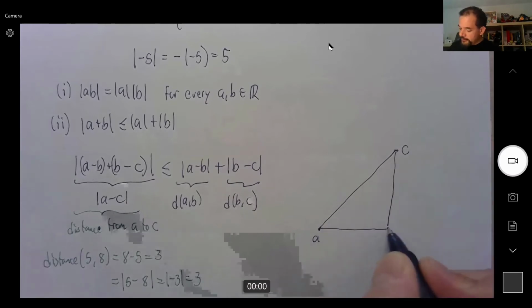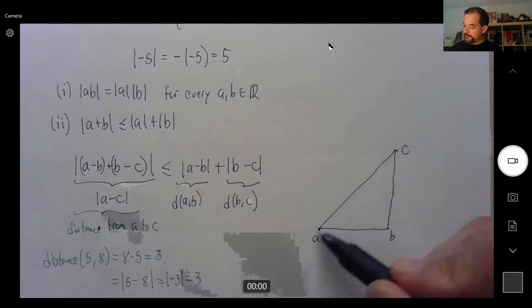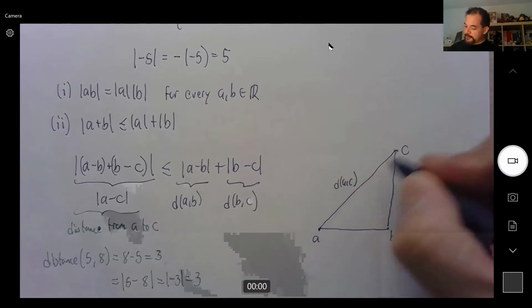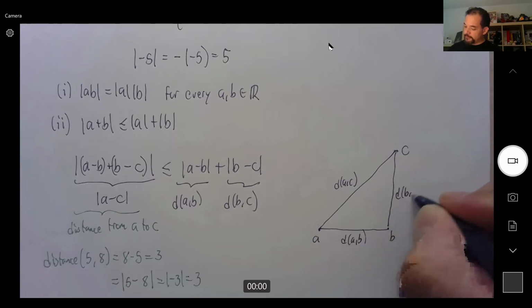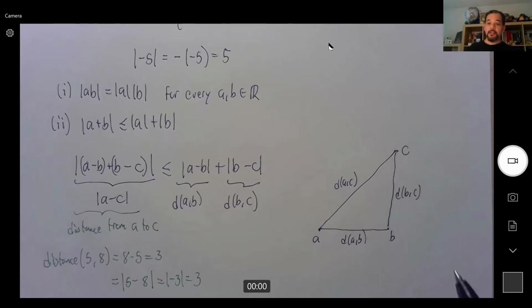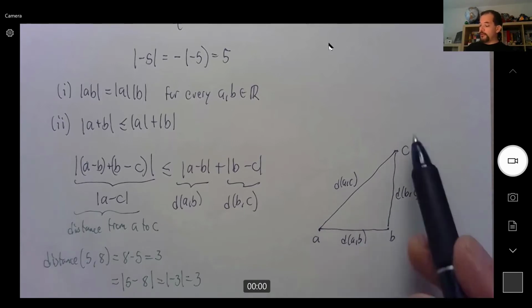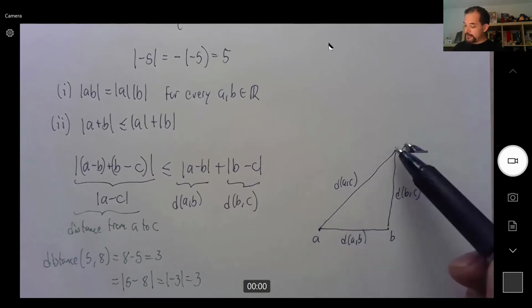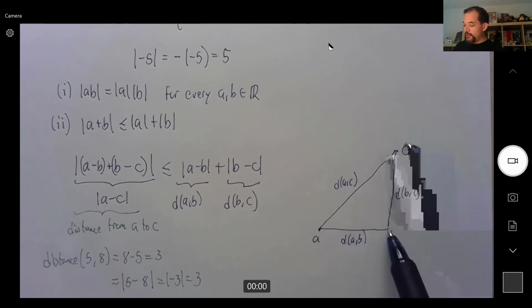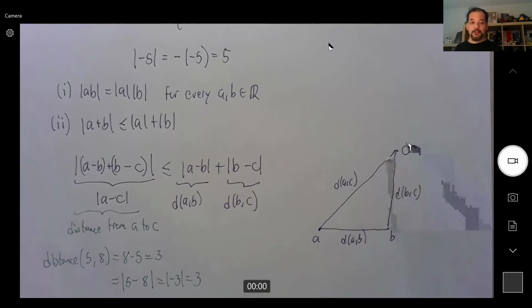Then what this is telling us is that this distance from A to C is smaller than if you go from A to B and then from B to C. Sort of like saying that the sum of the two sides of a triangle is always greater than the other. Or in a different way, that the shortest distance between 2 points is a straight line. So this is a shorter distance than going here and then there. Okay, and that's the reason it's called the triangle inequality. Okay, what else?